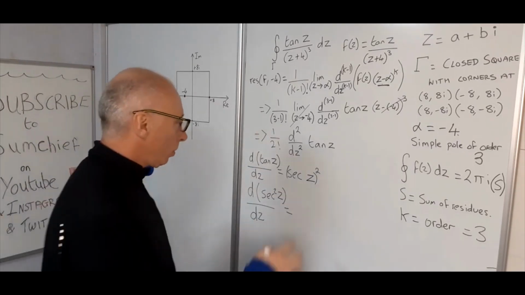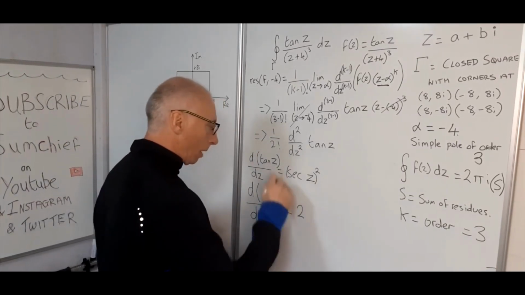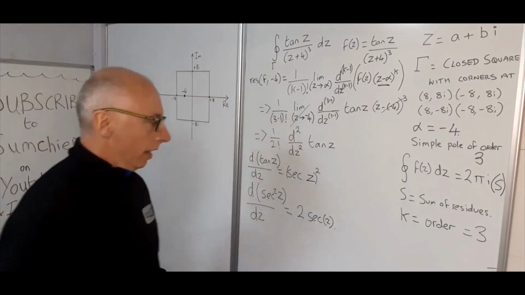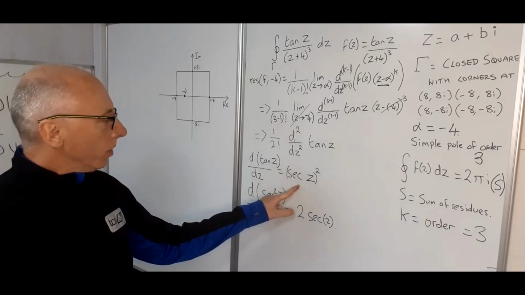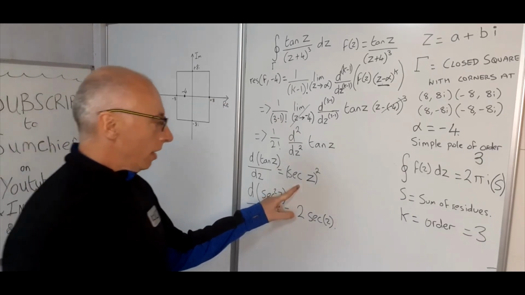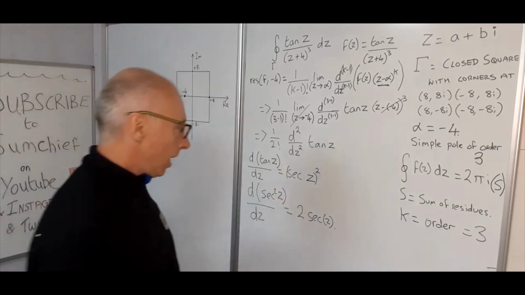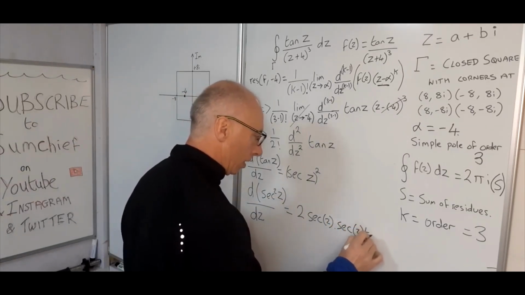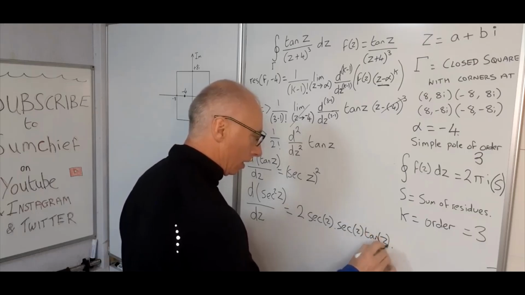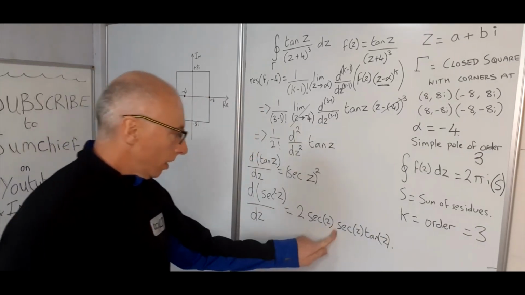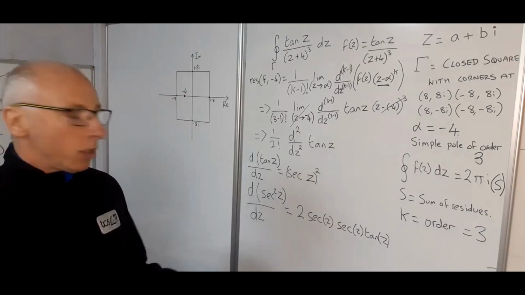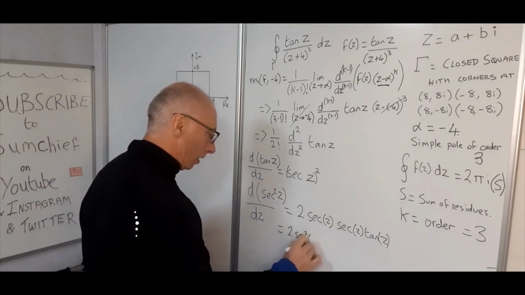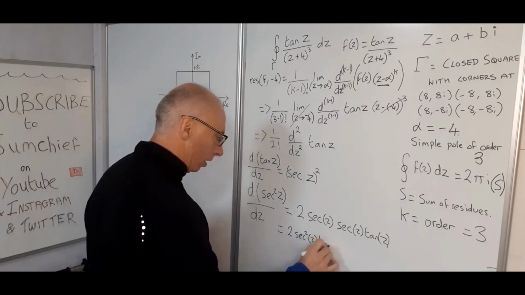Okay, so by the chain rule, 2 will come out front, and then we've got secant of z, and then the derivative of secant z, which is secant z tangent z. So then we've got secant z tangent z. Okay, so let's get rid of these dots. So now we just simplify this up, and we get 2 secant squared z tangent z.